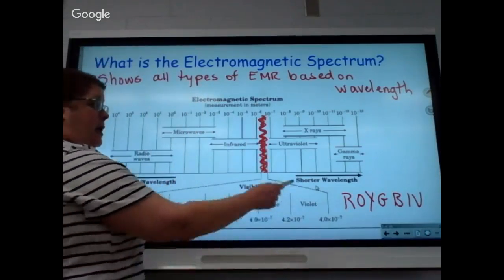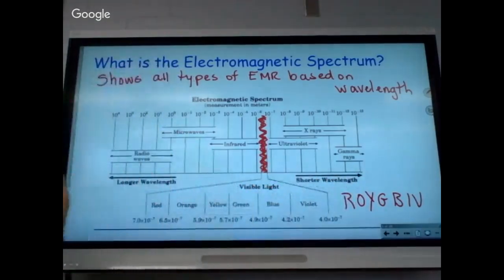Now, again, because it points short wavelength, long wavelength, if I said which color has the longest wavelength, it's pointing this way, which color would be the longest wavelength? Red. Everybody okay with how to read the chart?